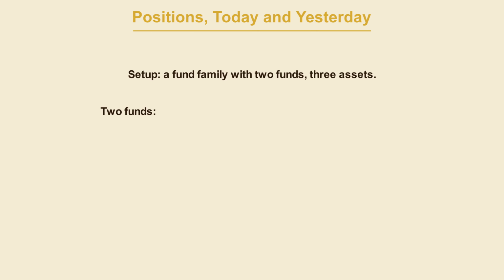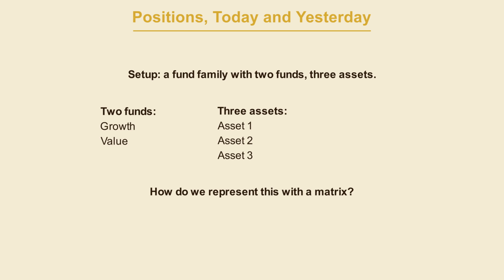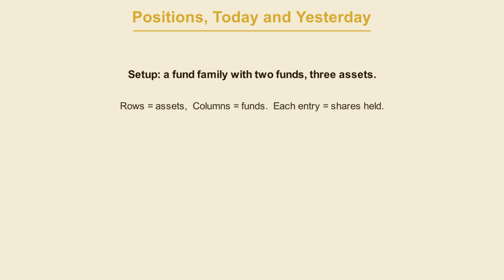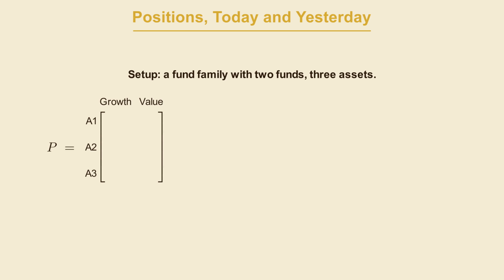Imagine a fund family that runs two funds. One fund is a growth fund and one is a value fund. Each fund holds shares in three assets. So how do we represent this with matrices? What we're going to do is position the matrix so that the rows are the three assets and the columns are the two different funds. Each entry is the number of shares that one fund holds in each asset. That single matrix carries the entire allocation across both funds at one moment in time. We'll call this matrix P, and it'll be our position matrix.